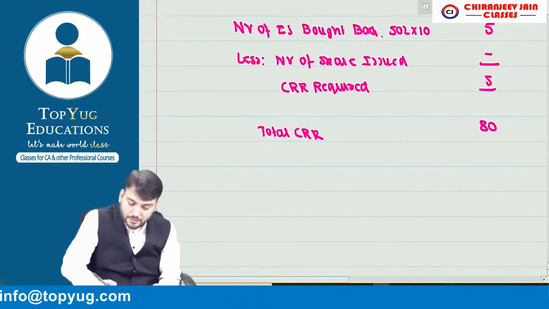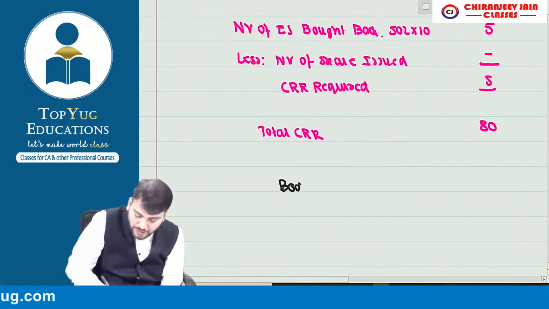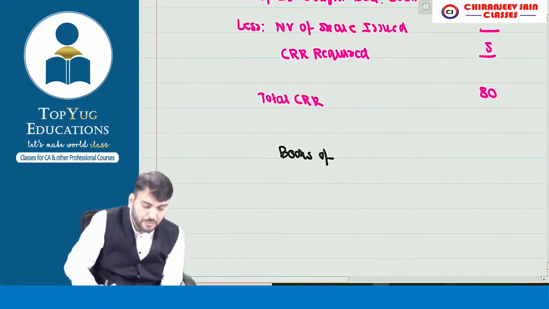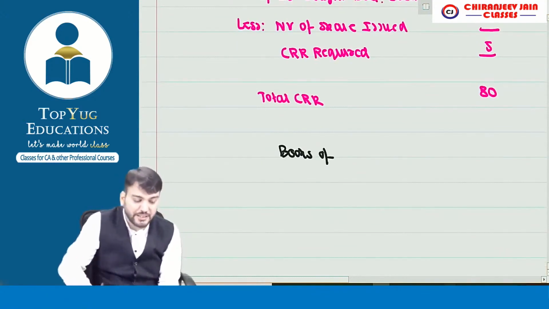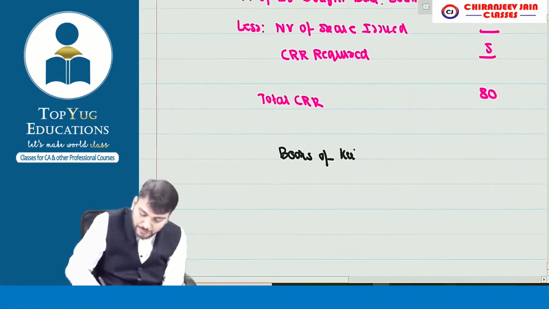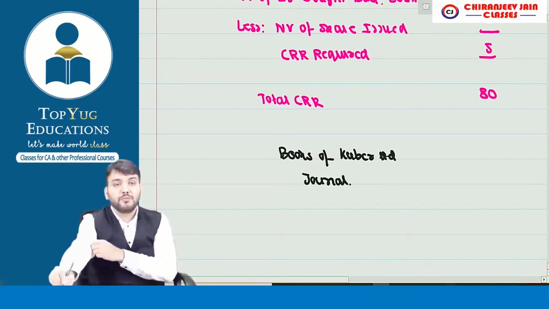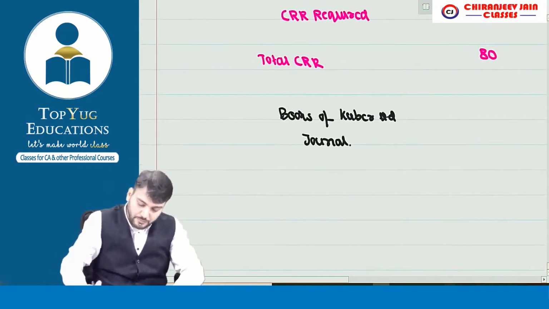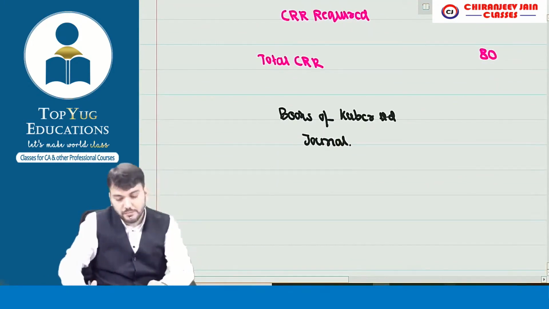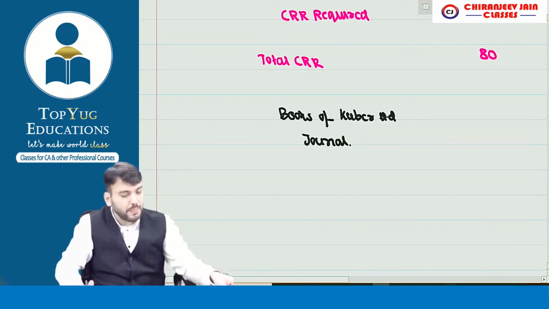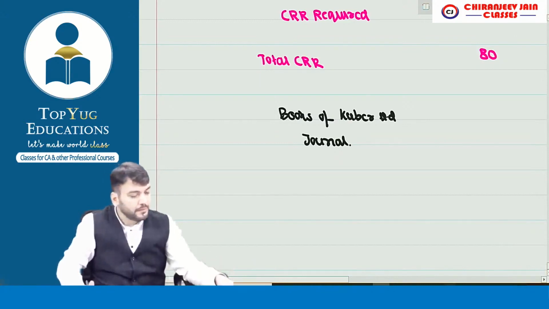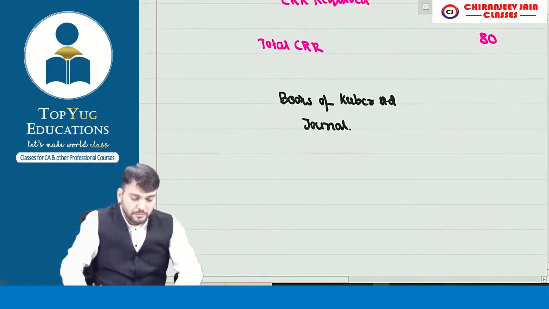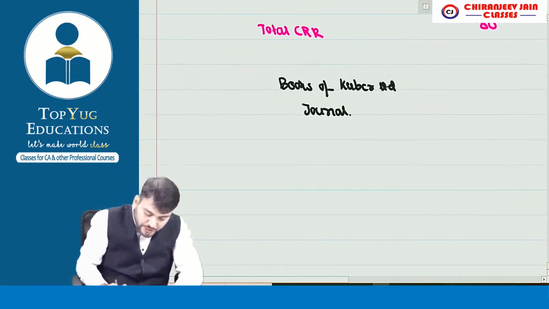Understood? Write down. Now we will pass the journal entries. I am assuming that you are understanding because it is very easy. Correct? Books of Kuber Limited, journal. Tell me, what is the journal entry for redemption of preference shares?